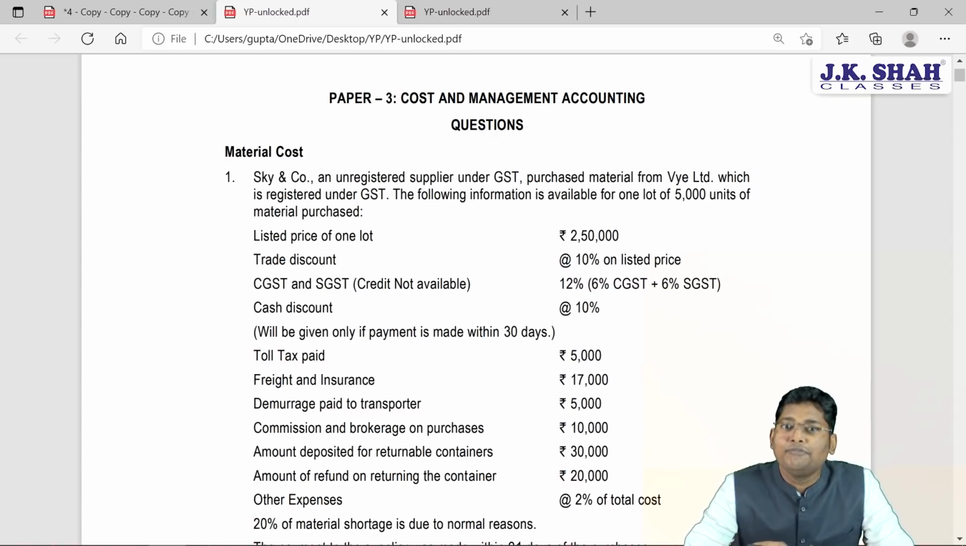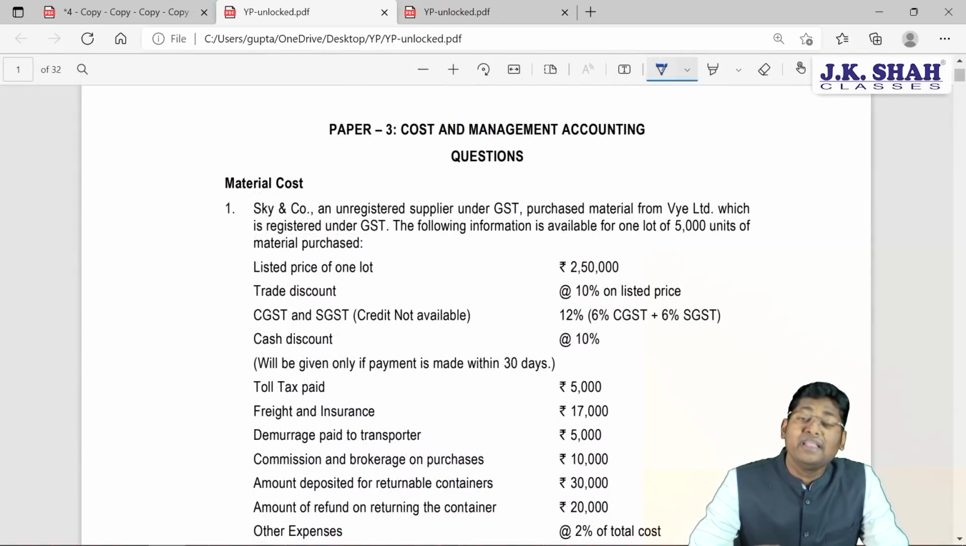Listed price of one lot is 2,50,000 rupees. This is the purchase price of one lot and lot size is given 5,000. So this much amount you have spent on purchasing 5,000 units. So while calculating cost of material, this purchase price we are going to add in our calculation. Trade discount is given. It is given at the rate of 10% on listed price. We always deduct trade discount from our calculation.